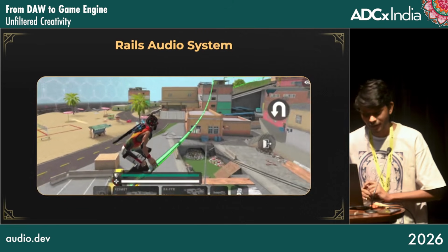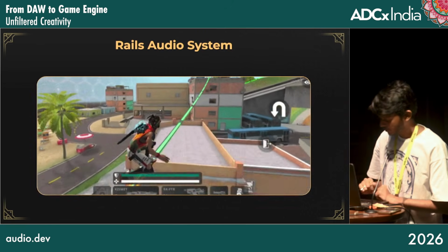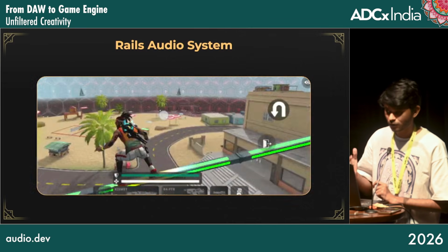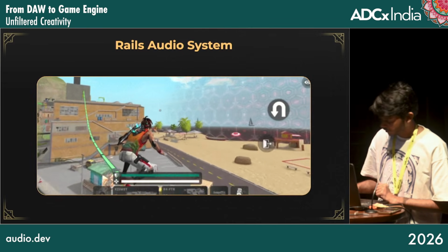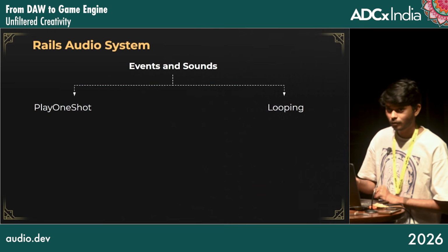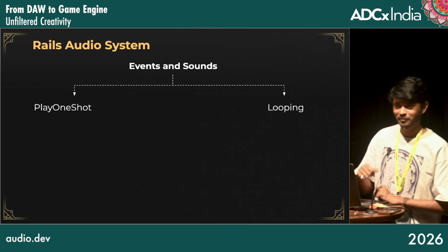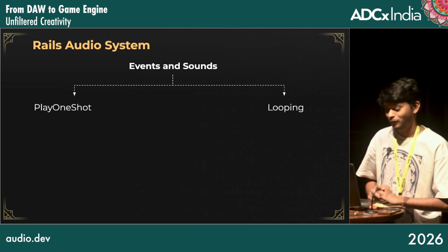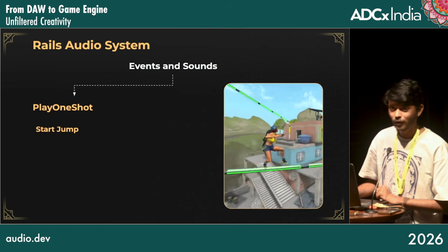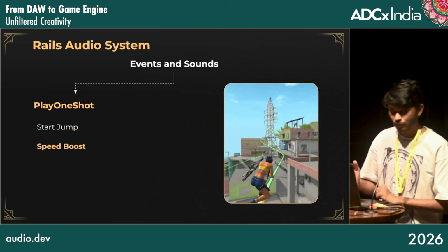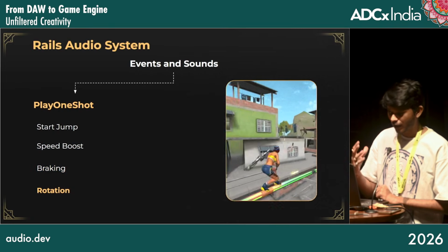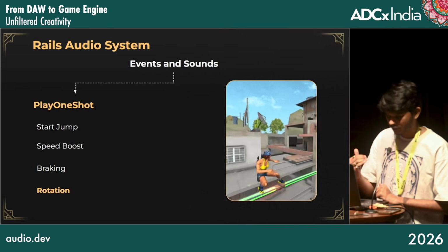Let's take another example, which is the Rails audio system. Rails are a very cool feature in a game where a player uses them to quickly change from one position to another. So let's discuss sounds and events for this. The first one is play one shot. Let's discuss the events for this. We have start jump, speed boost, braking, and rotation. We have different sounds for these categories.